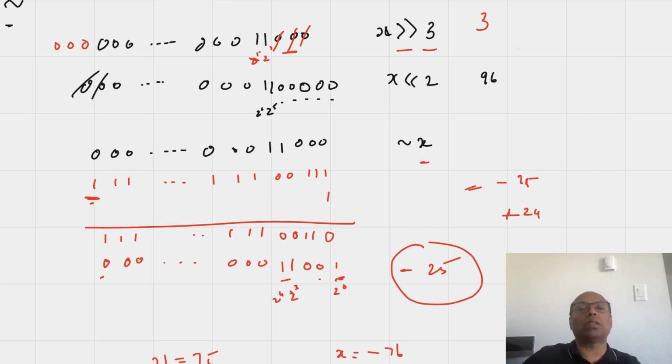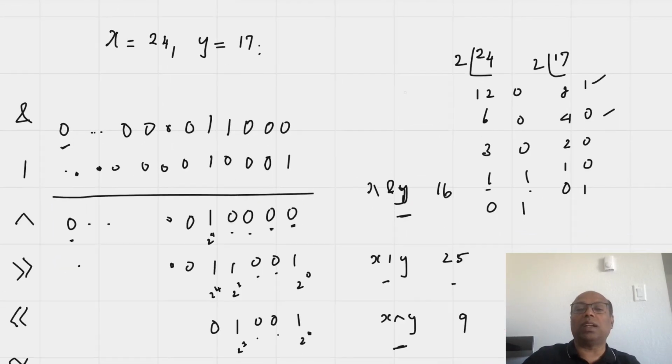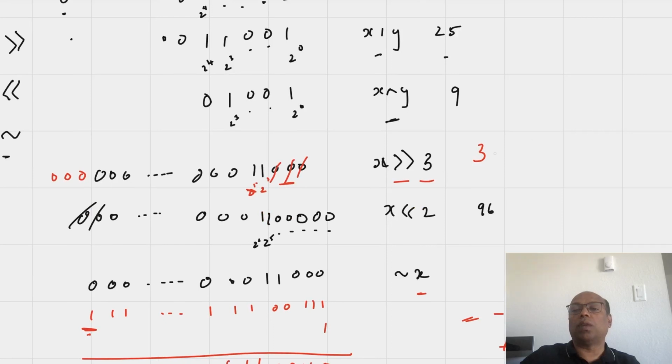Why did you do that? What was the number? 24 was my number. You divide by 2 three times. Therefore, 24 by 2 is 12. 12 by 2 is what? 6. 6 by 2 is what? 3. Left shift is for multiplying a number by 2 that many times.